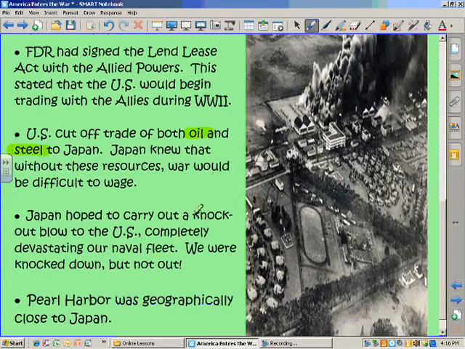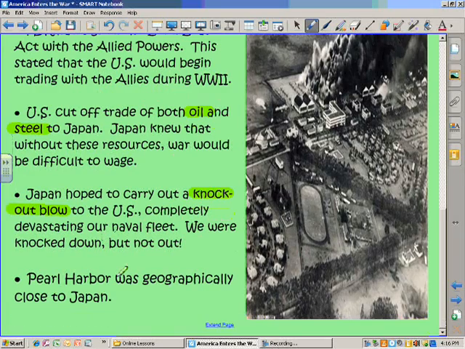And Japan hoped to carry a knockout blow to the United States and completely devastating our naval fleet. We were knocked down, we were not out. And finally, Pearl Harbor was geographically close to Japan. Very close, and it was easy for them to reach that area by plane.